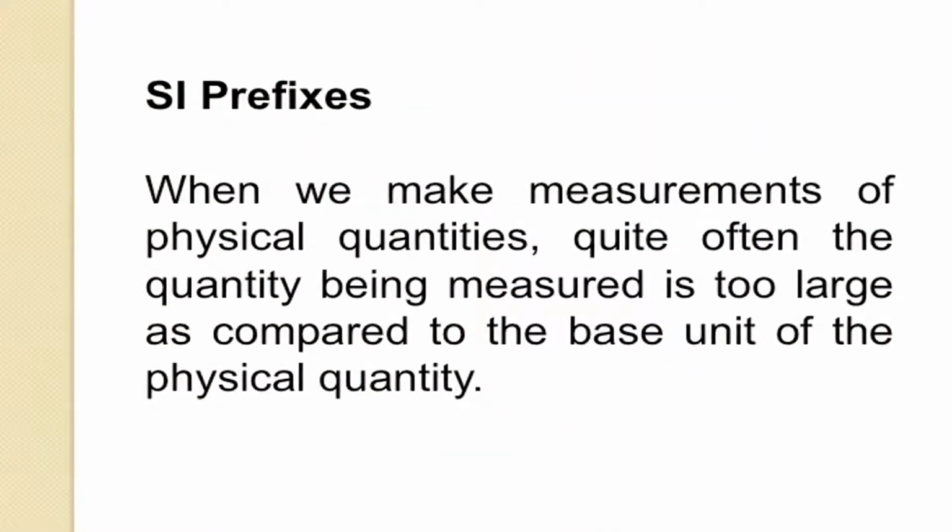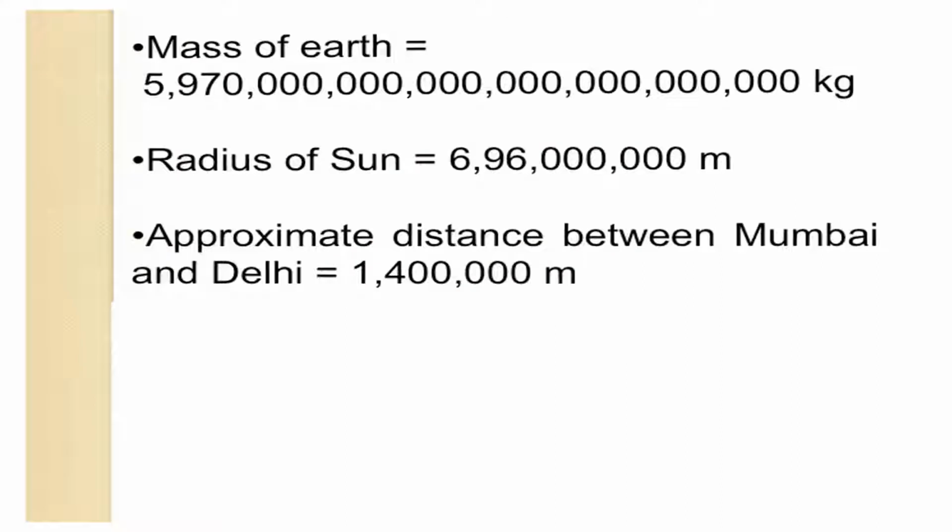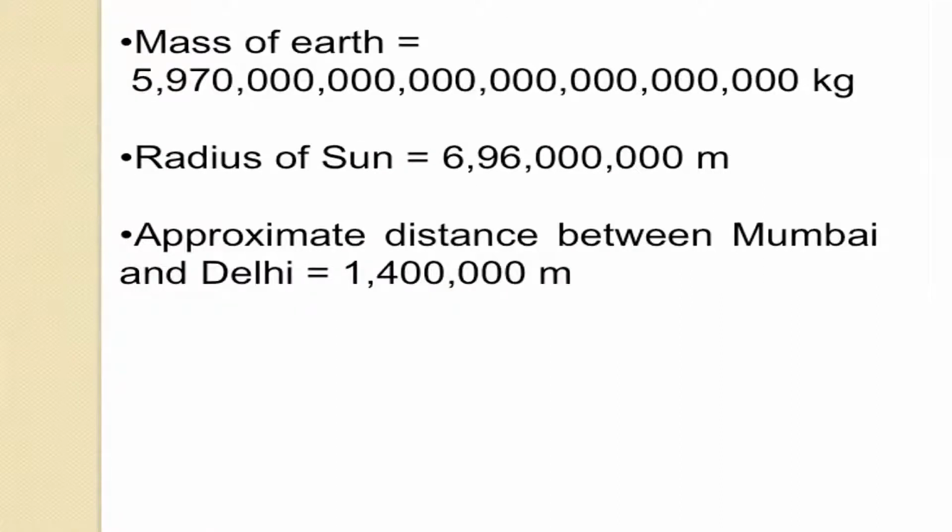Now let us understand SI prefixes. When we make measurements of physical quantities, quite often the quantity being measured is too large as compared to the base unit of the physical quantity. You can see on the screen that the mass of Earth, radius of Sun and the approximate distance between Mumbai and Delhi is given in huge numbers, and it is very difficult to even pronounce those particular numbers.